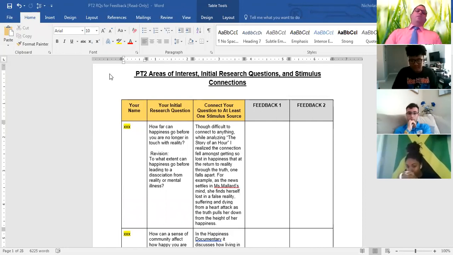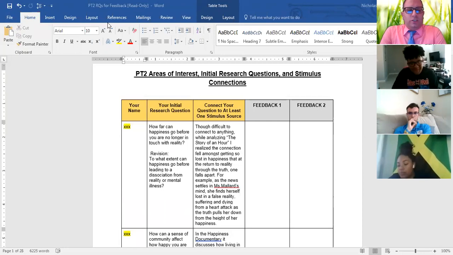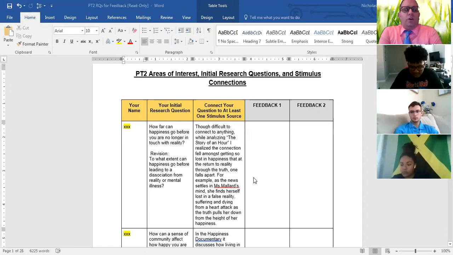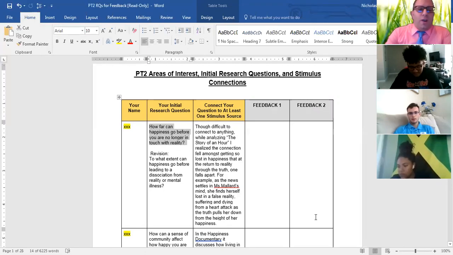A lot of you were having trouble, and I know this because I answered a lot of questions about it. A lot of you were struggling with making your research questions specific enough, okay? And so a lot of you are asking more vague questions that required a more detailed research question. So if you look at this first one here, how far can happiness go before you are no longer in touch with reality? I understand what that person is trying to do, but realize that the question as it's worded originally here is going to be way too broad, okay, for a research question.